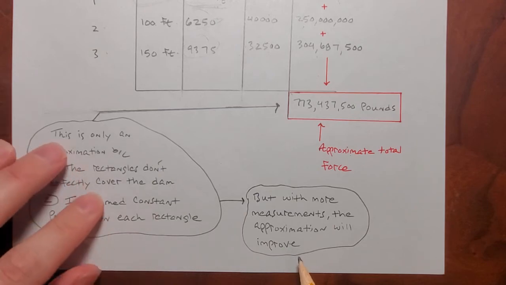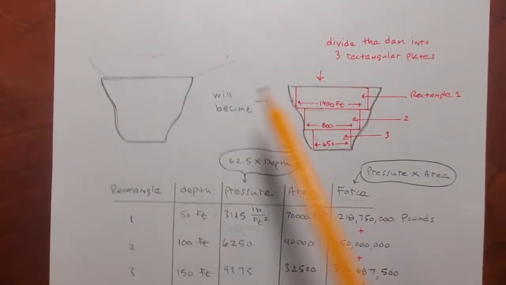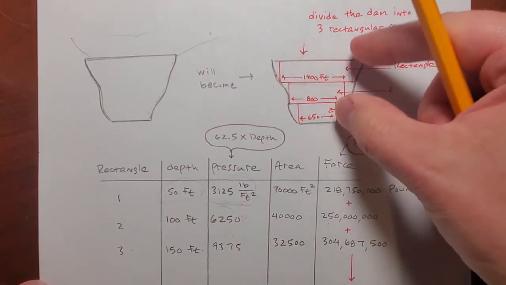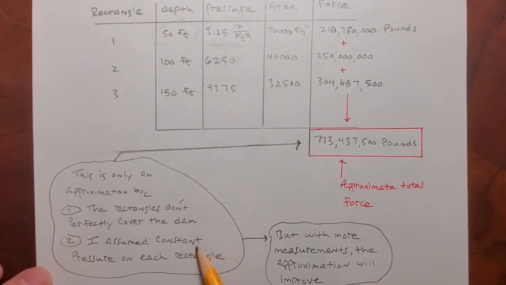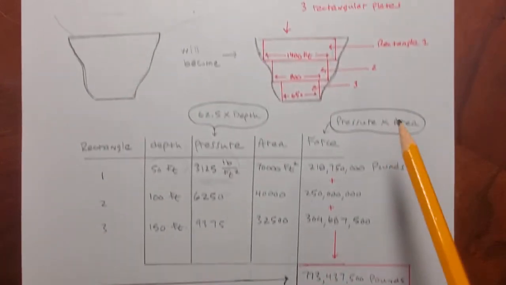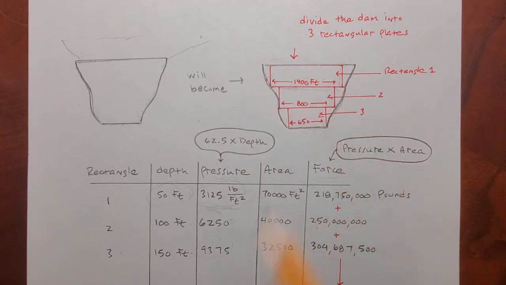Imagine if I made so many measurements that I could divide this dam into 100 different rectangles. They'd all be much smaller. Then both of these problems would disappear. The pressure would still not be constant, but it wouldn't vary as much over the rectangles because they'd be much smaller, so there wouldn't be as much room to vary. And they would also cover the dam better.